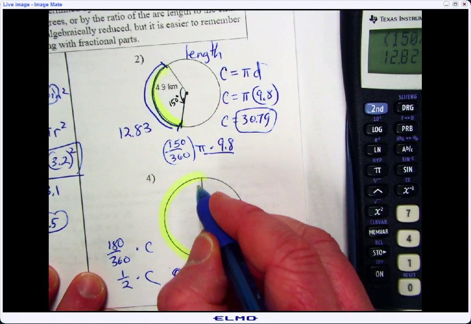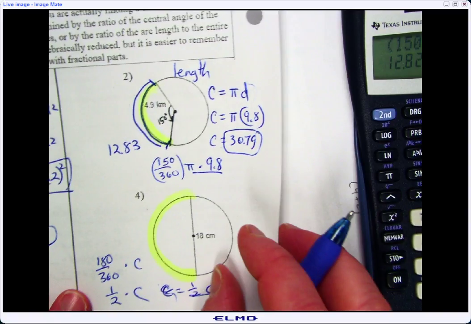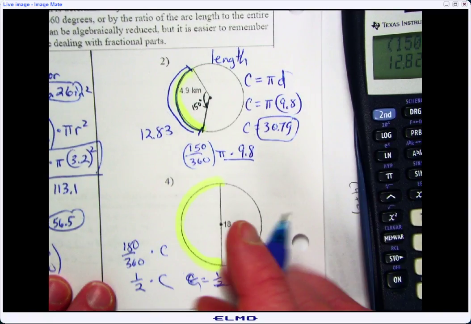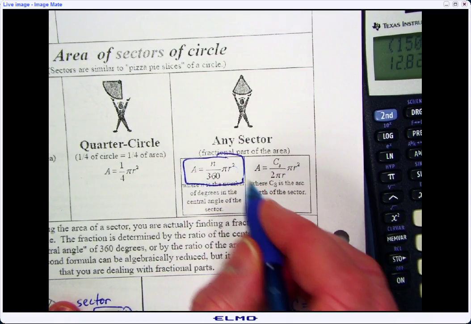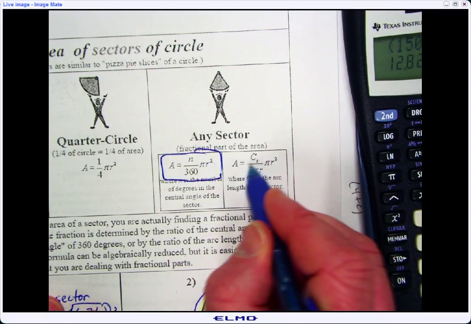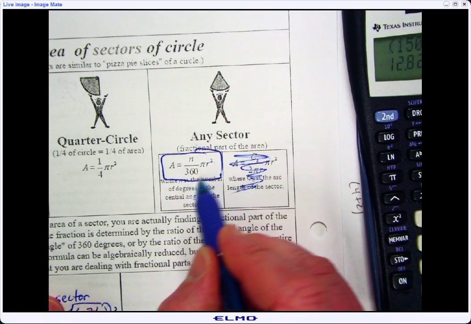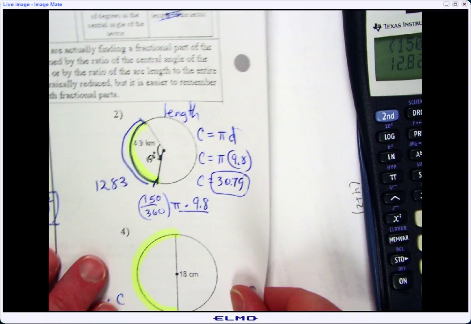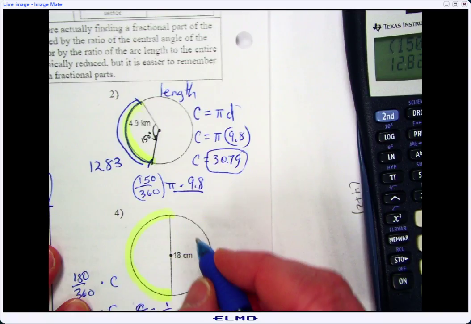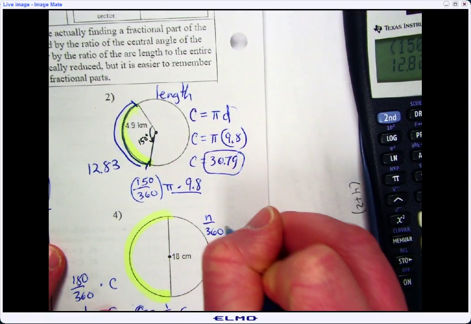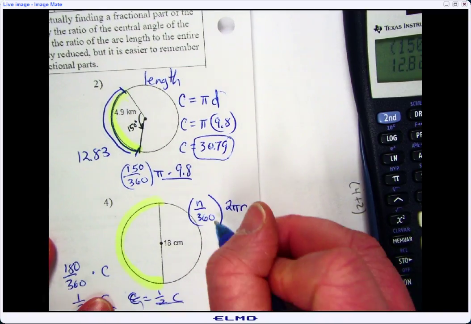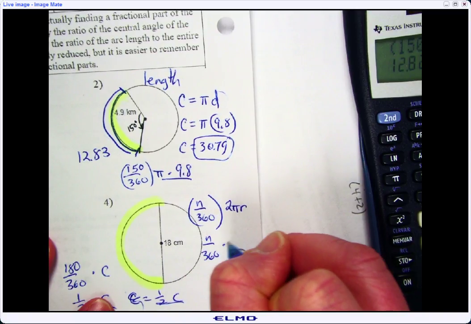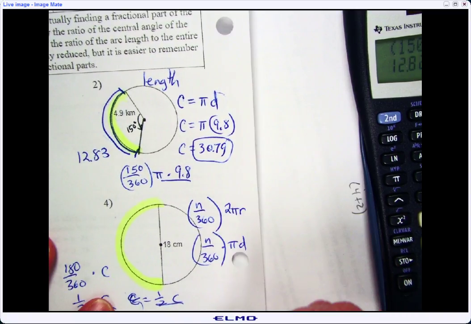Okay, so the formula for the area of a sector: n over 360 times pi r squared. The formula for the length of an arc is n over 360 times 2 pi r, or n over 360 times pi d. Those are both the same formula.